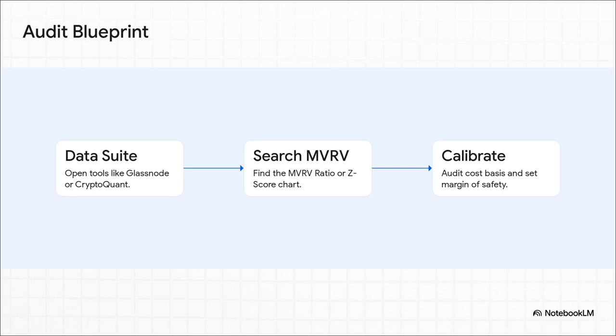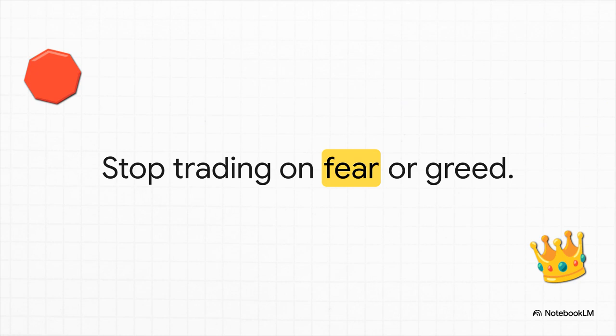Step 1, open an on-chain data suite right now. We're talking professional tools like Glassnode, CryptoQuant, or Look into Bitcoin. Step 2, search for the Bitcoin MVRV ratio or the MVRV Z-score chart. Step 3, audit that realized cost basis against the thresholds we just discussed and carefully calibrate your personal margin of safety. Guys, you have to stop trading based on fear or greed.